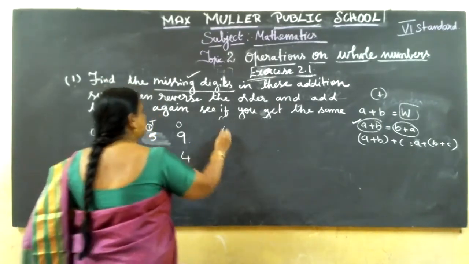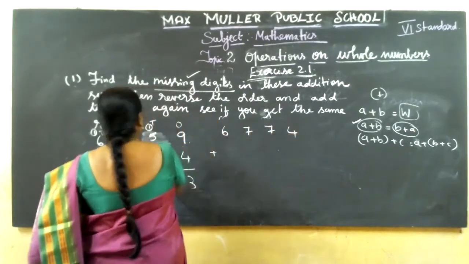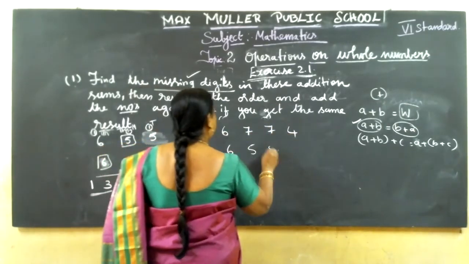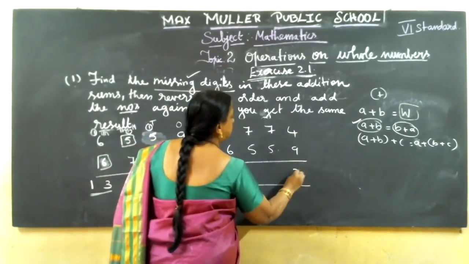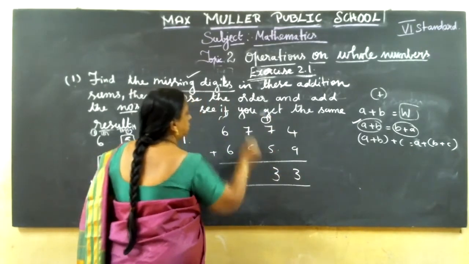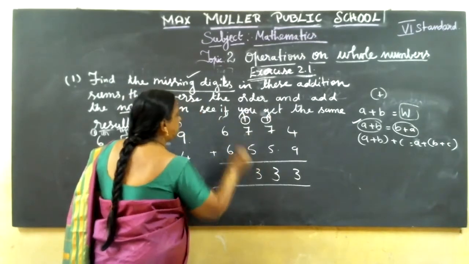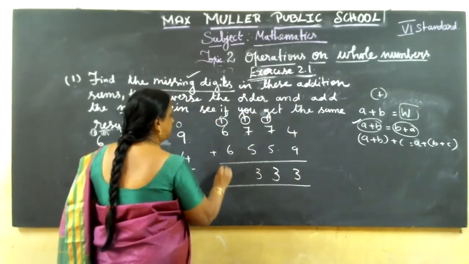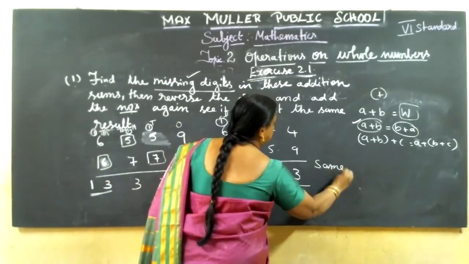Reverse order: 6, 7, 7, 4 plus 6, 5, 5, 9. 9, 10, 13, 1 carry, 8. 8 plus 5 is 13, 1 carry. 6 plus 6 is 12, 13. Yes, we got the same answer, same result.